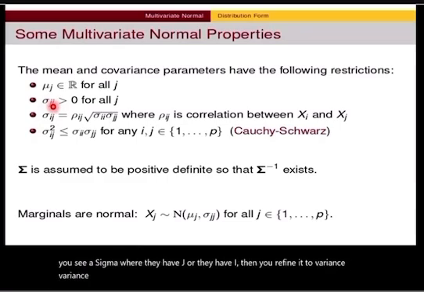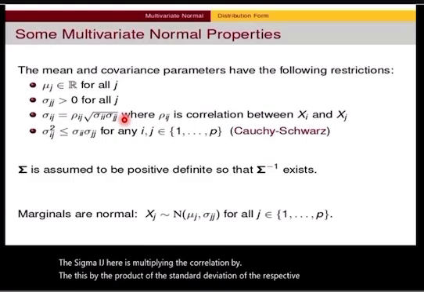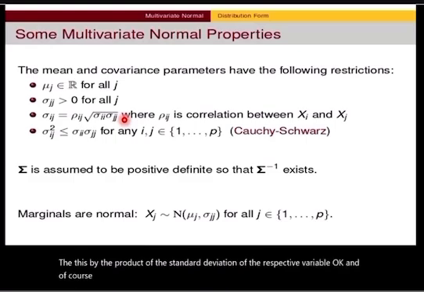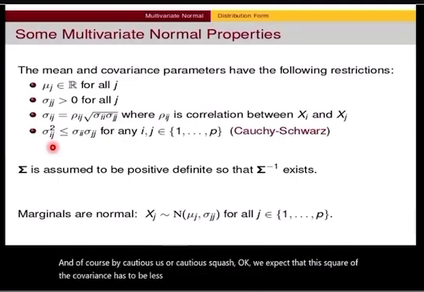Variance is a variation within. Covariance is a variation between. Does that make sense? Now, the sigma ij here is multiplying the correlation by the product of the standard deviation of the respective variables. And of course by Cauchy-Schwarz, we expect that the square of the covariance has to be less than or equal to the product of the variances.